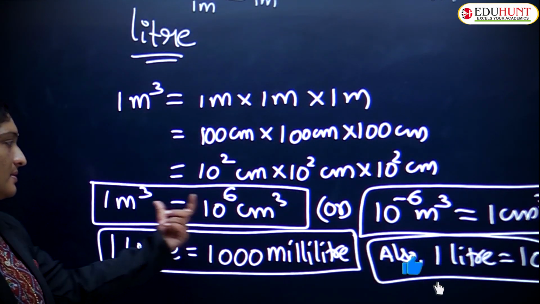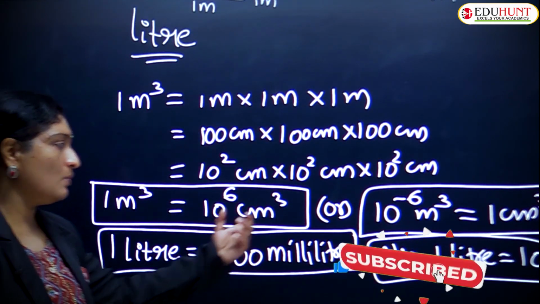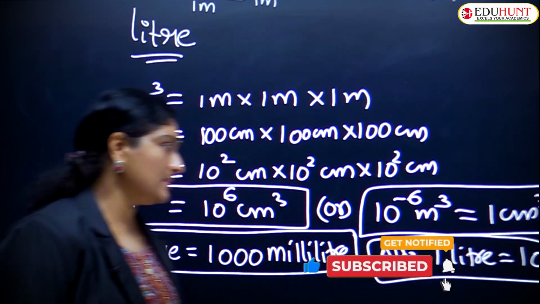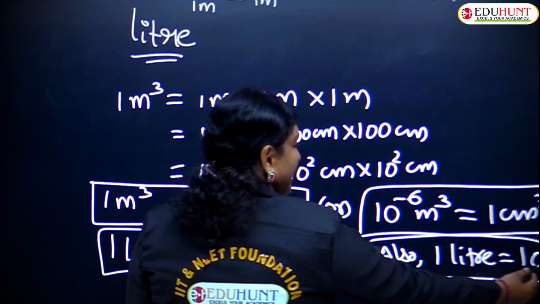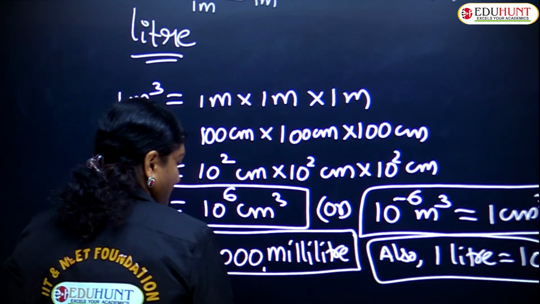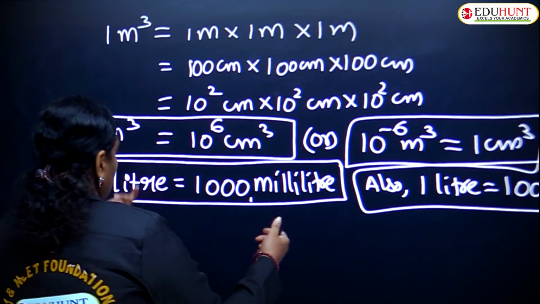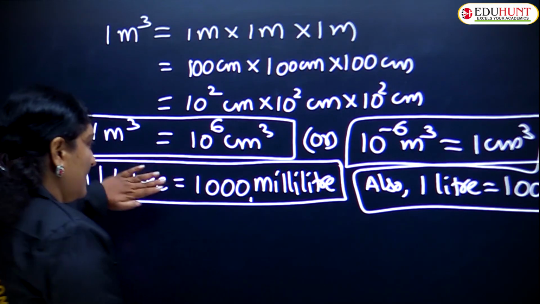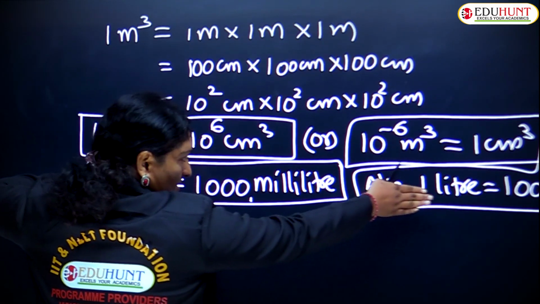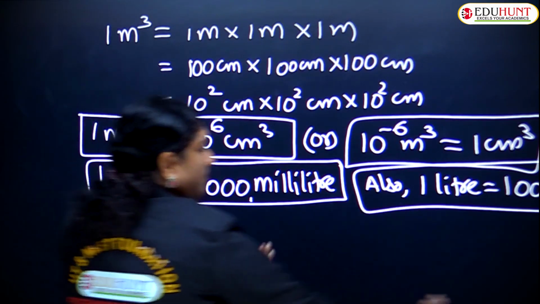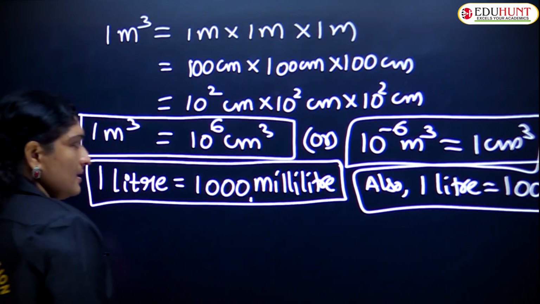Clearly, if 1 liter is equal to 1000 milliliters and 1 liter is also equal to 1000 centimeter cube, then you can say that 1000 milliliters is equal to 1000 centimeter cube. Let me write this. Here also, the left hand side is liter, and here also the left hand side is liter. So both values are the same. If the left hand side is the same, the right hand side must also be the same.